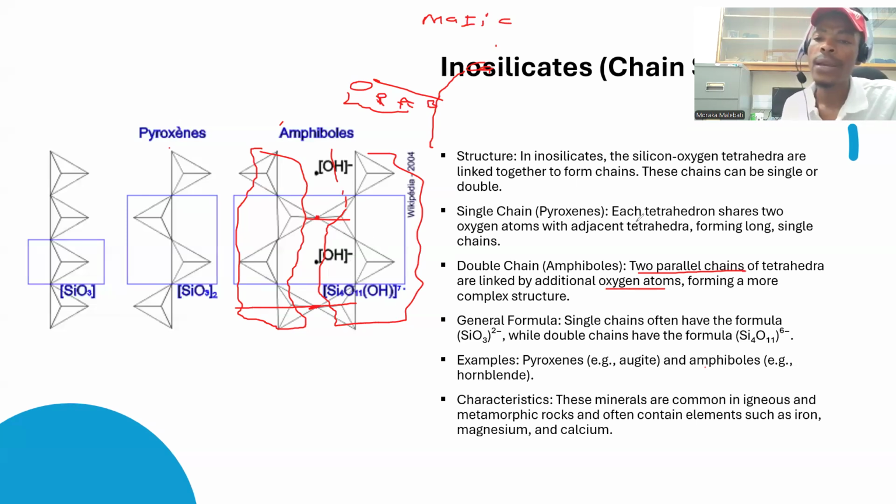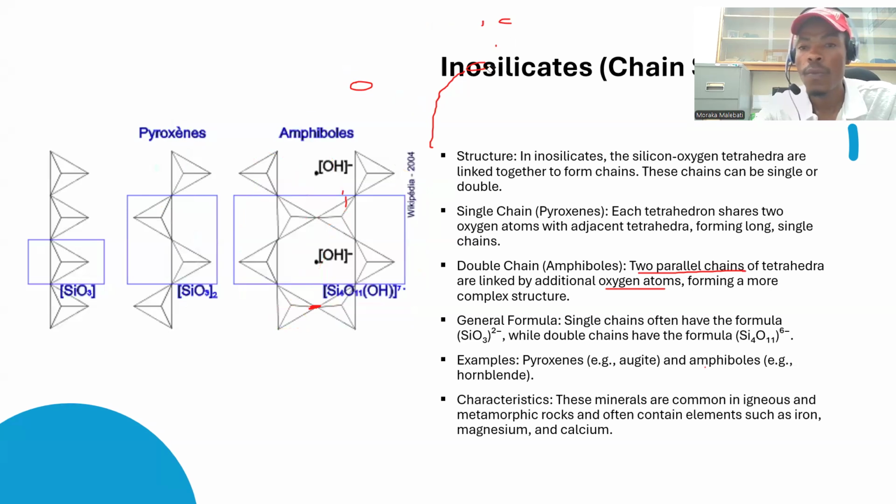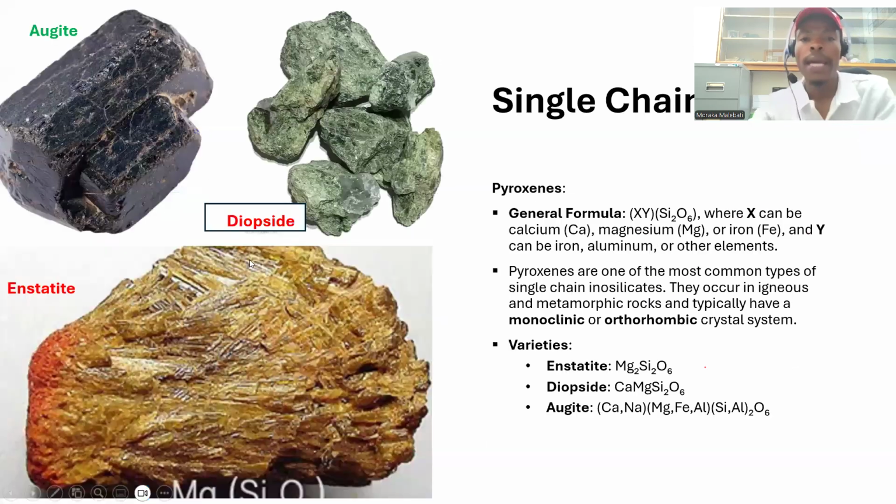And then this one: each tetrahedron shares two oxygen atoms with the adjacent tetrahedron, forming a long single chain. This one would share with that one, that would share with that one, and so on. Basically, that's that.